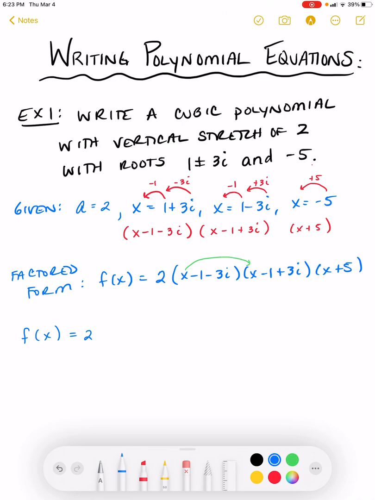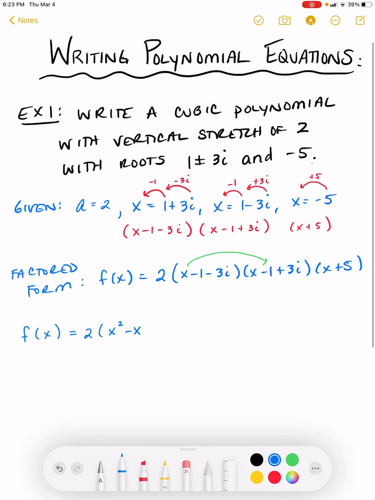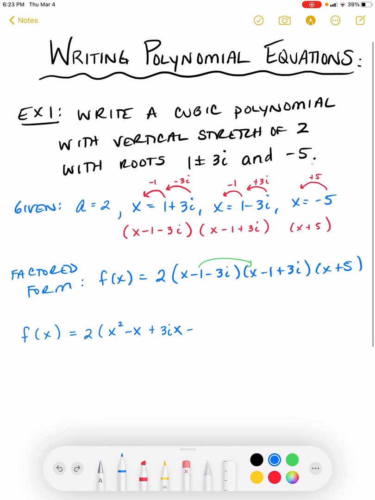We're going to take x times x, and we're going to get x squared, okay? And then we're going to multiply x times negative 1, and this is going to give us negative x. I'm trying to keep this straight with the colors. Okay, and then we're going to take x times 3i, and that's going to give us 3ix, okay? So now I'm going to take the negative 1, and I'm going to distribute the negative 1 to the x, and that's going to give negative x, okay? It's going to become negative 1x.